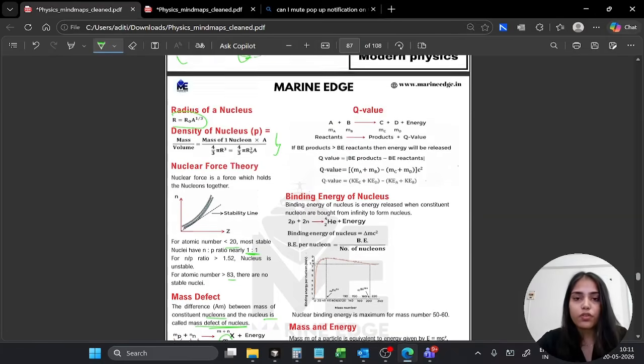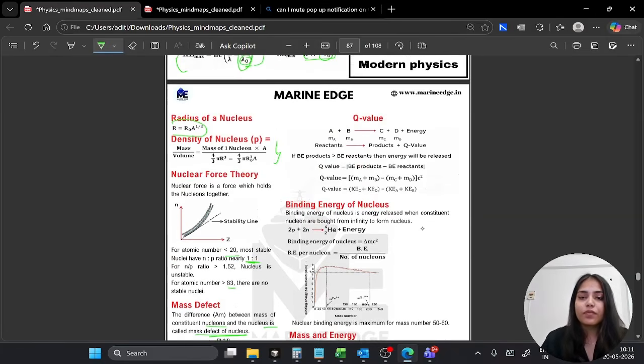Okay. Now, moving forward. If A plus B gives C plus D plus energy, where A and B are the reactants and C and D are the products, then the gain in energy is the Q value. So, if the binding energy of the product is greater than that of the reactant, then energy will be released. That will be an exothermic reaction.